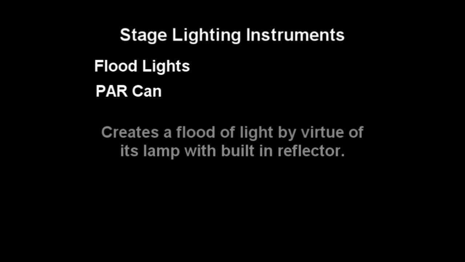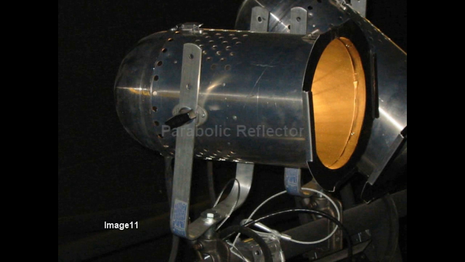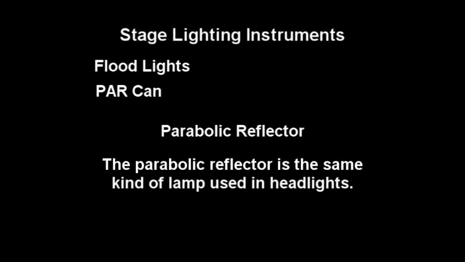The parcan is a floodlight that has a built-in reflector in the lamp itself. The parcan instrument itself serves no other purpose than to house this reflector within a lamp. As a result, it is little more than a can for this specialized lamp. PAR stands for parabolic reflector. This is in reference to the shape of the reflector within the lamp itself. The parabolic reflector is the same kind of lamp that is used in your car's headlights.